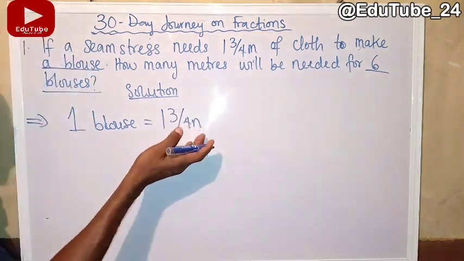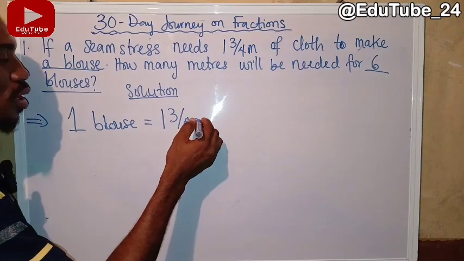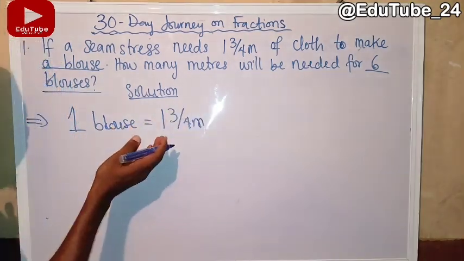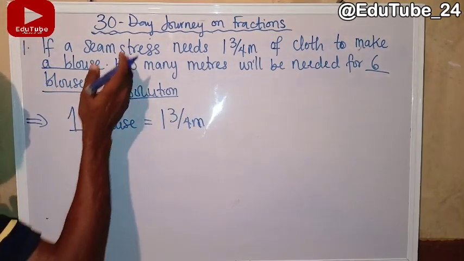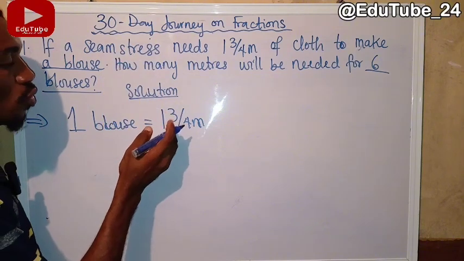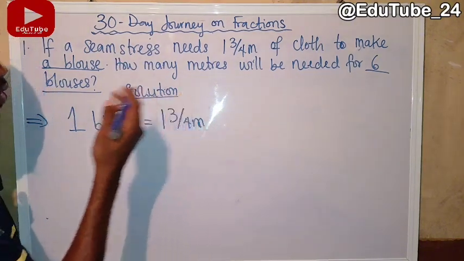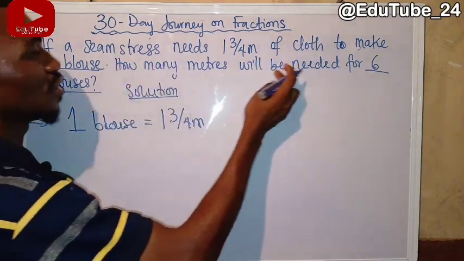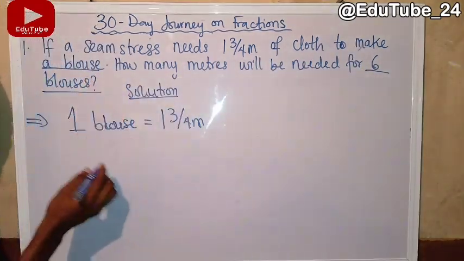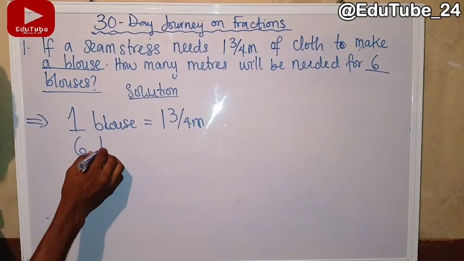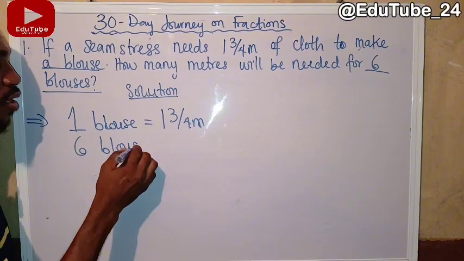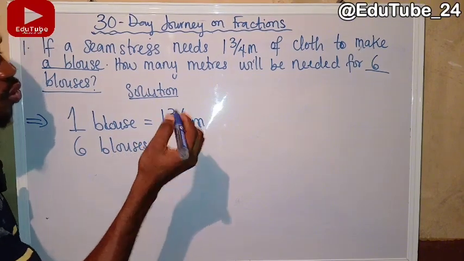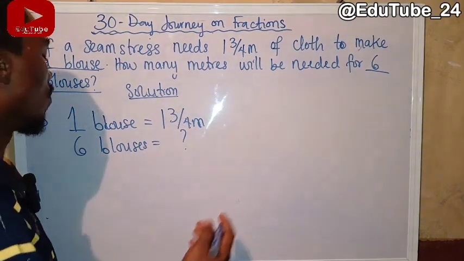Now we've interpreted this into a mathematical equation. So for every one blouse that will be made by the seamstress, she's going to need 3/4 meters of cloth. Then the main question says, how many meters will be needed for 6 blouses? That means for every 6 blouses, how many meters will she need? We don't know. But how do we solve that? How do we solve this puzzle?